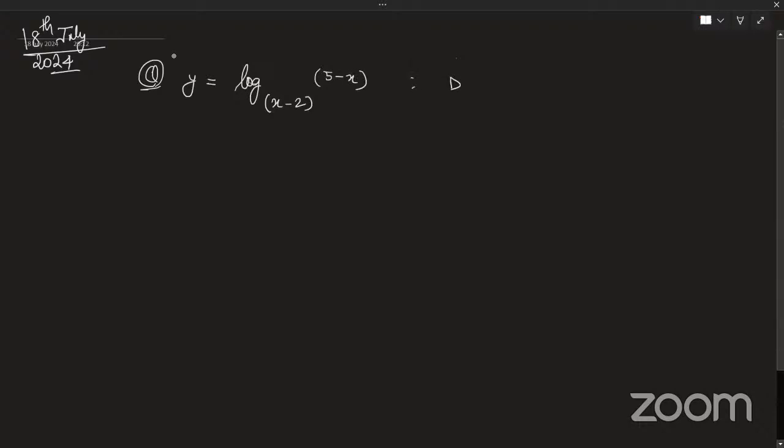So find the domain of this function. What is the domain of this function? This is a function given to you. Tell me what will be its domain.